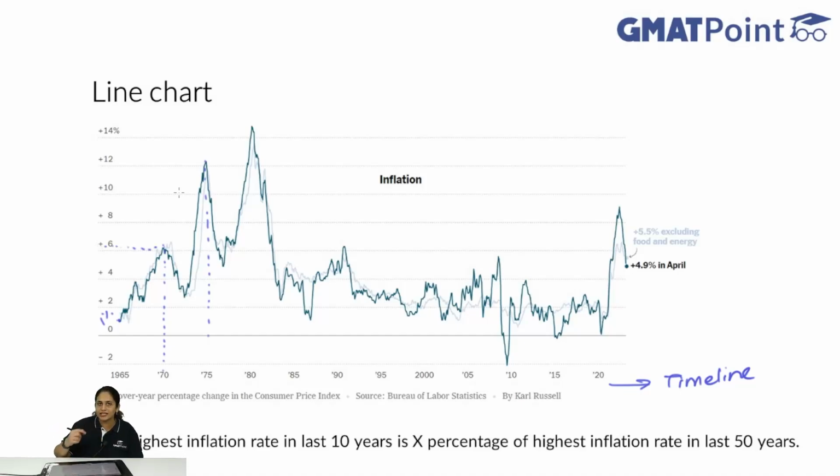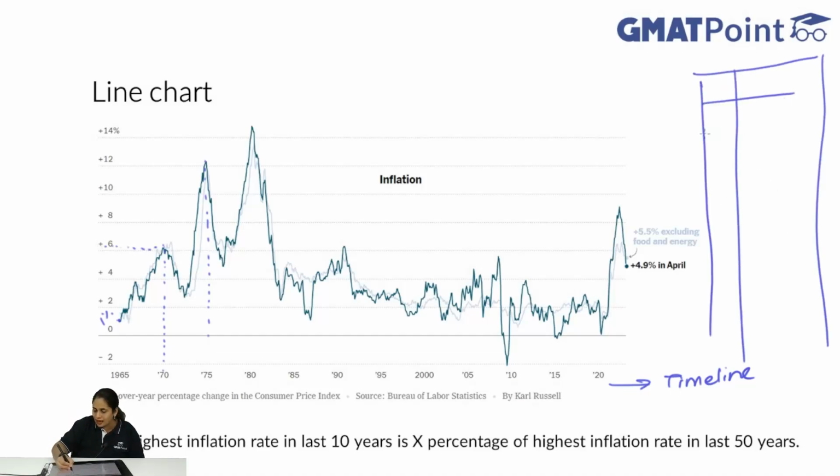So, this line chart essentially represents an entire table. If I did brute force, I can say year-wise: 1965 it is 1%, 1970 it is 6%, 1975 it is around 12%, 1980s it is above 14%. So, I can make this table. But the point is that that table is not really needed. What do we need to answer? You just need the values relevant to that particular period.